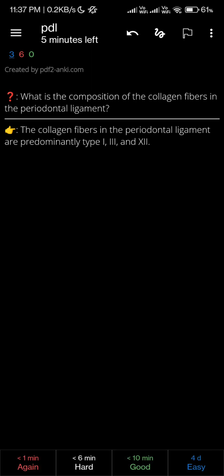What is the composition of collagen fibers in the periodontal ligament? What type of collagen is it? We have type 1, 3 and 12, predominantly.